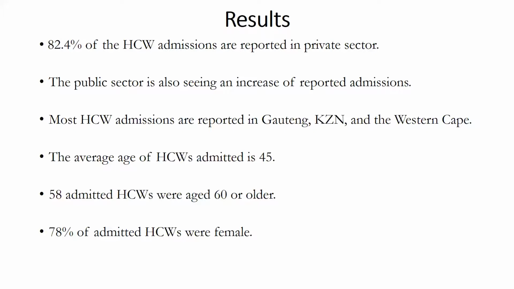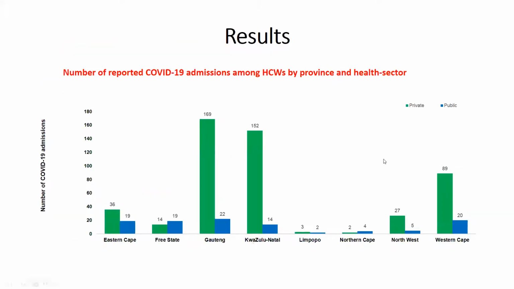The average age of healthcare workers that were admitted is 45 years old, and there were 58 admitted healthcare workers that were aged 60 and older, and 78% of admitted healthcare workers were women. So this is a breakdown of what I have been talking about. You can see that the private sector has a large number of admitted healthcare workers, but there's also an increase in the public sector as well.